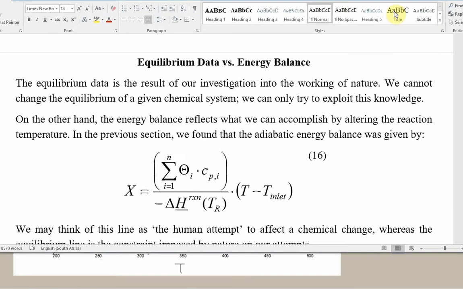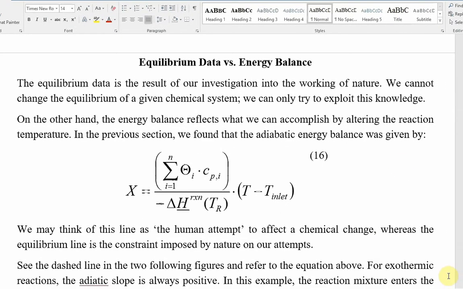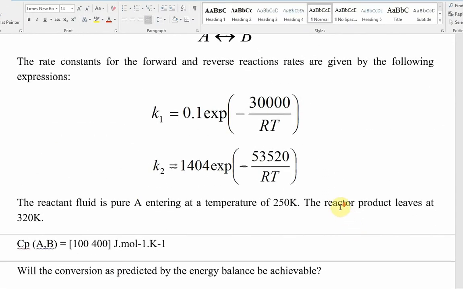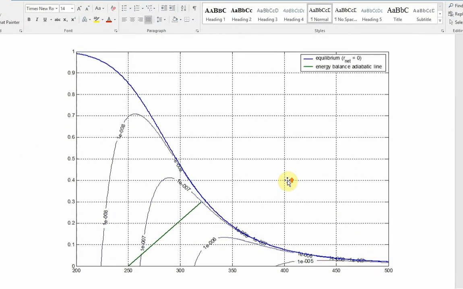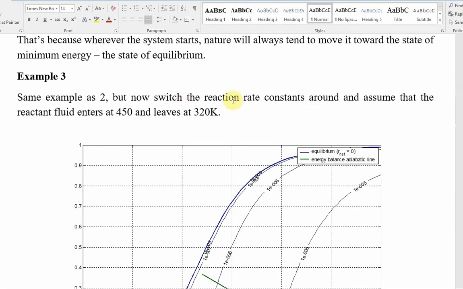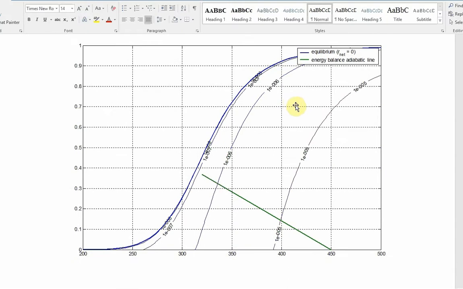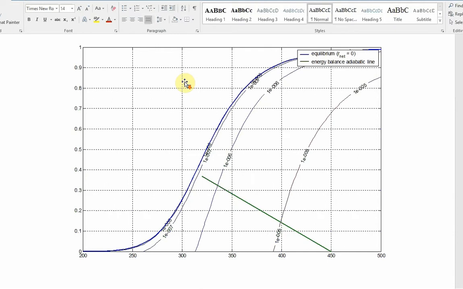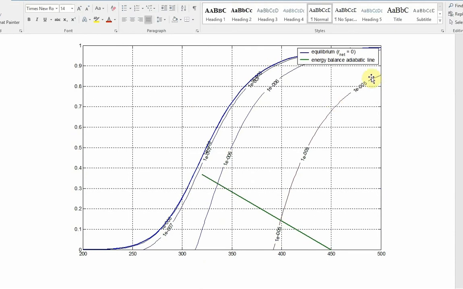So we've talked now about this exothermic reaction, but let's go a bit further and take this also for the endothermic case. That was the plot we got for the exothermic reaction. If we were to switch around these rate constants and consider the reactant fluid entering at 450 Kelvin, then the plot looks like this. So you see the line slopes the other way, right?